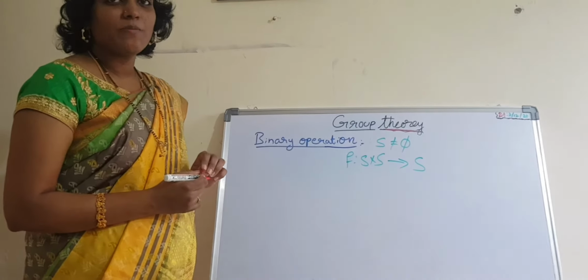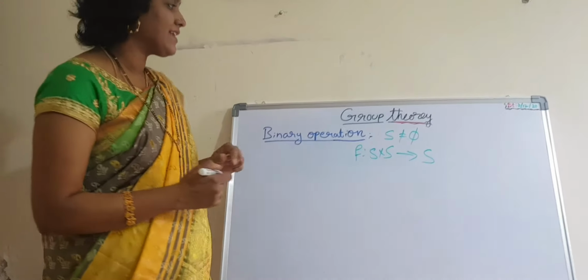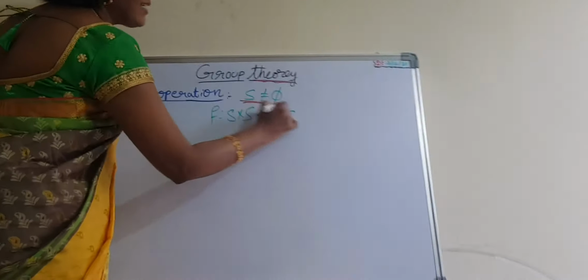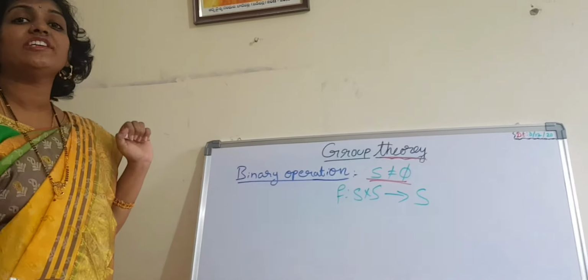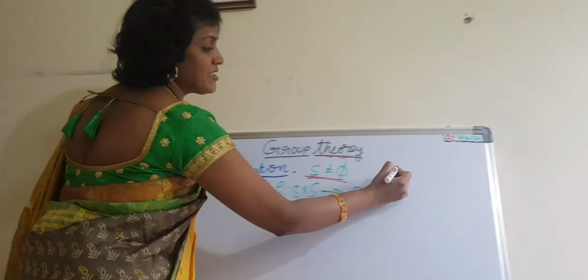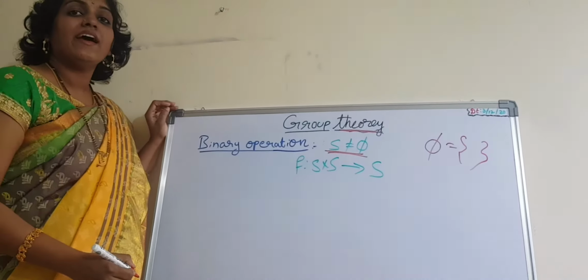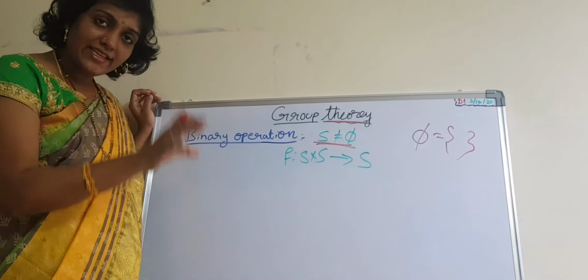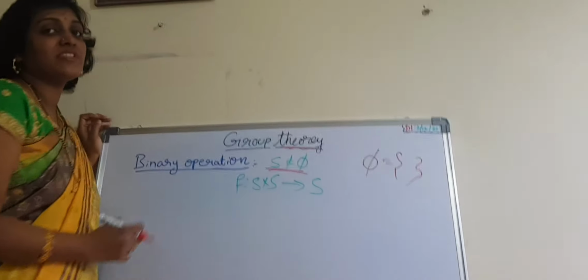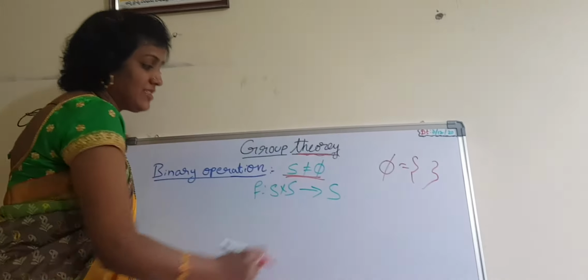In the binary operation, we are taking any set S which is a non-empty set. What is an empty set? An empty set has no elements, and you call it an empty set. We are taking a non-empty set, so at least one element must be there.